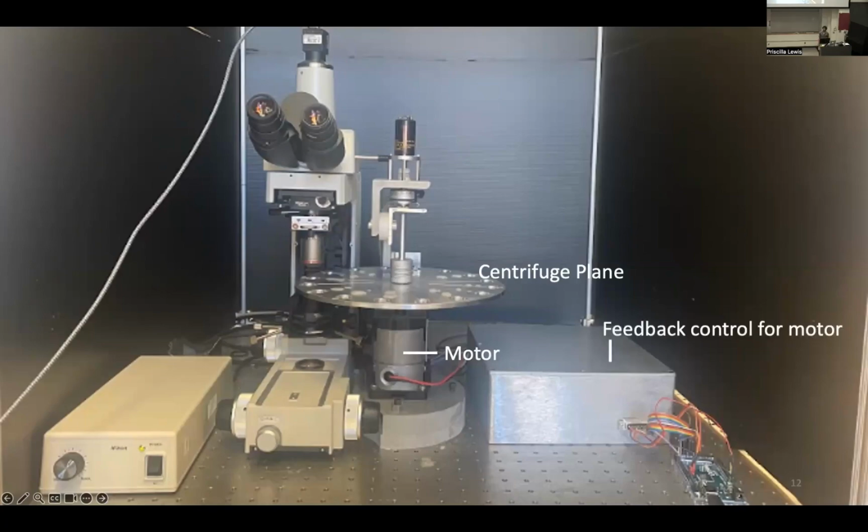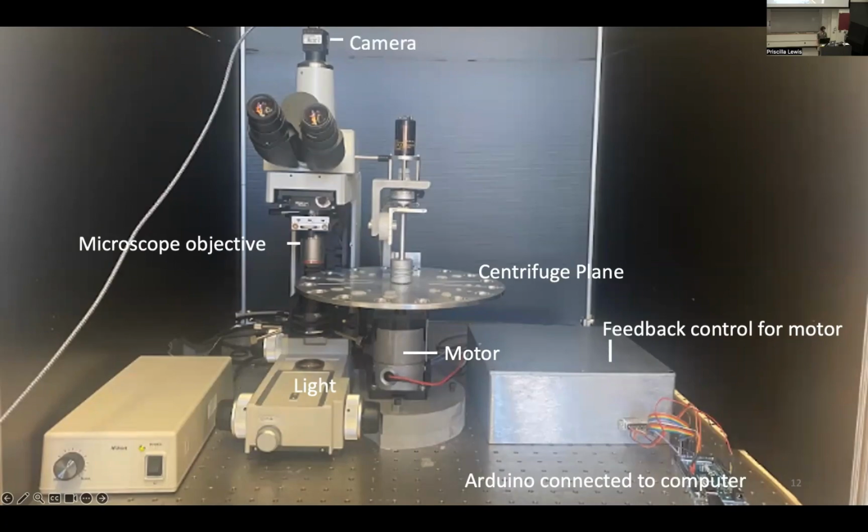This is a feedback control system for the motor that controls the speed that the motor spins at. And this Arduino controls the motor speed and the feedback control, and that's connected to a computer. The microscope objective is shown here. And so what happens is the light illuminates the capillary, and then that light goes up through the microscope objective and into the camera, and the camera takes a picture.